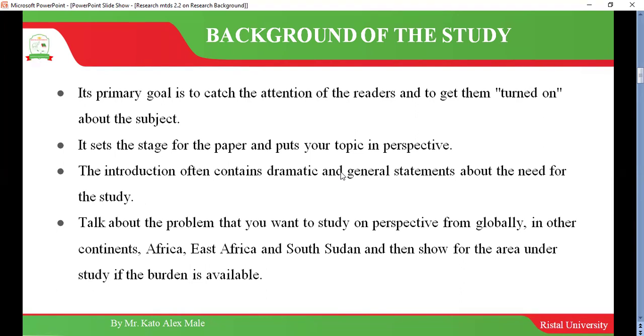Are you going to carry out the study in South Sudan? How is it happening there? Are you going to carry out the study in Uganda? How is it happening there? In Kenya, how is it there? In Somalia, how is it there? You get it, yeah.